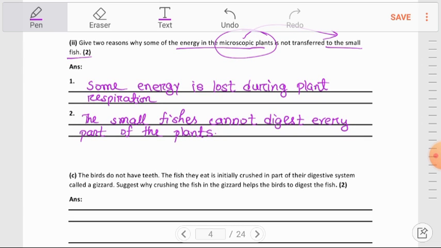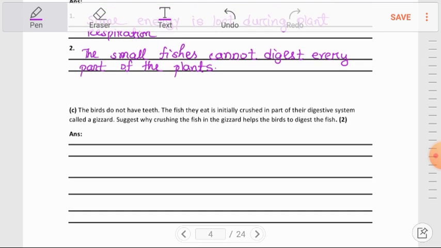With this, our B2 ends. Moving to question number C. The birds do not have teeth. The fish they eat is initially crushed in part of their digestive system called a gizzard. Suggest why crushing the fish in the gizzard helps the bird to digest the fish.